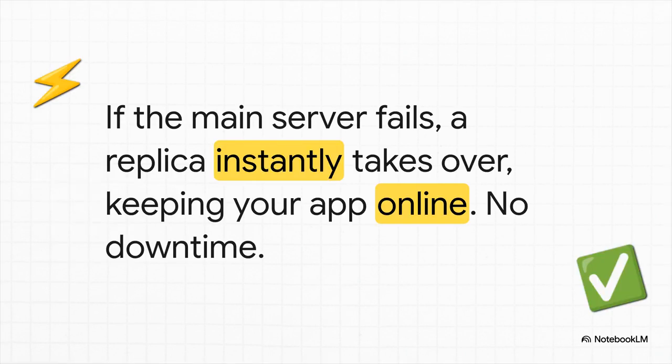So first up, and this is the big one, high availability. This is the promise of an app that simply doesn't go down. If your primary database server just decides to give up the ghost, maybe the hardware fails or something, the system can just automatically flip a switch and make one of the replicas the new primary. And for you, the user, you notice nothing. Zero downtime. It just keeps working.